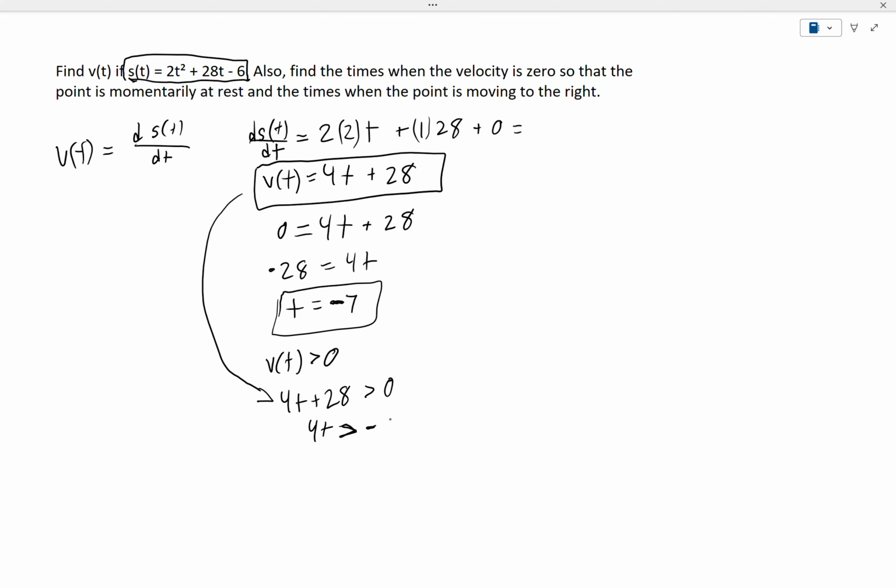So 4t is greater than negative 28, and you're going to divide by 4. So you end up getting t is greater than negative 7. So whenever you're at some point in time past negative 7, this point is going to be moving to the right. So that's how you do a problem like this that involves position and velocity in calculus.